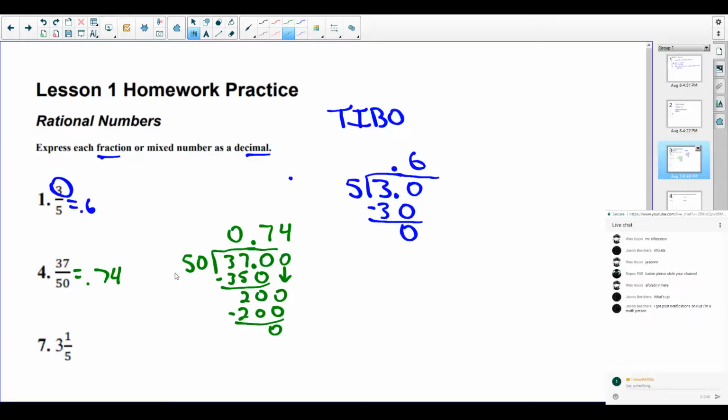So the alternative to dividing all this out is if you recognize that 50 is a factor of 100, we can simply rewrite the fraction. So 37 over 50 is equal to some number over 100, because 50 times 2 is 100. And then we just have to say, what is 37 times 2? And 37 times 2 is 74.